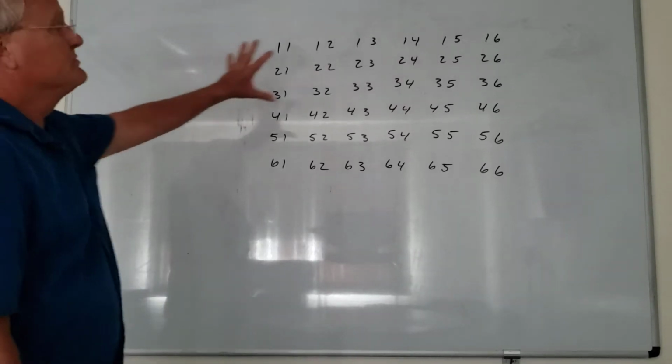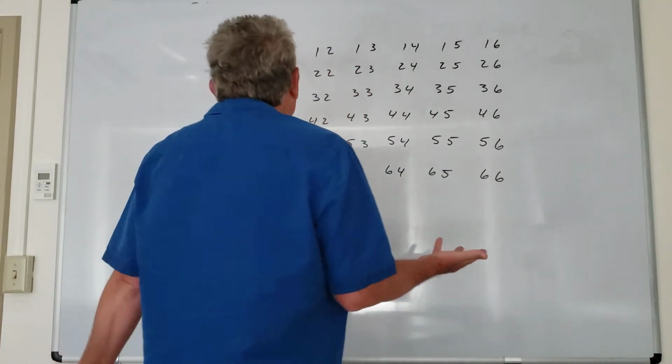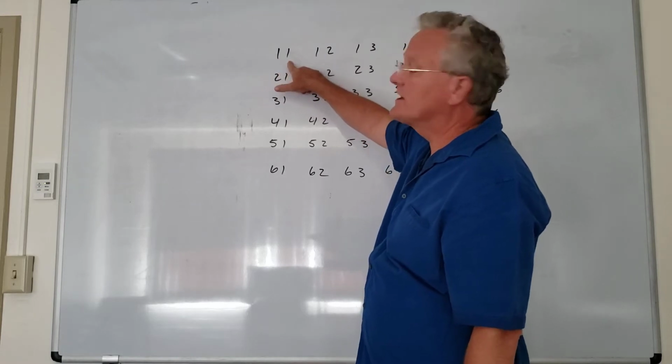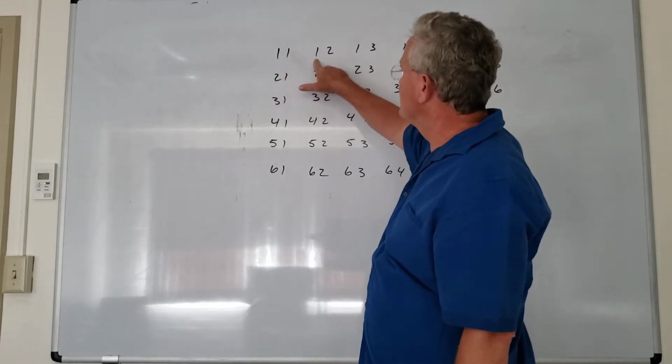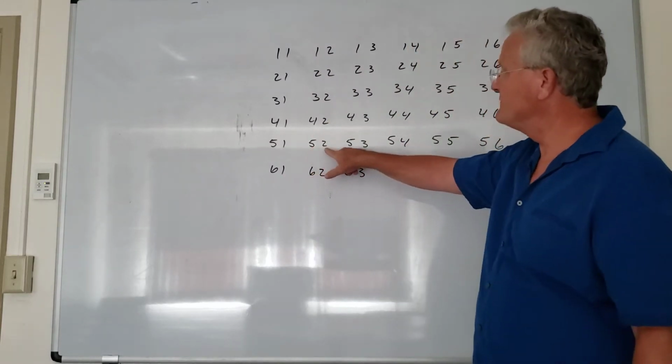Okay, this is the sample space when we toss two dice. In other words, what could happen when you toss two dice? The first one could be a 1, the second one could be a 1. The first one could be a 1, the second one could be a 2, on and on. We could get a 5 and a 2.